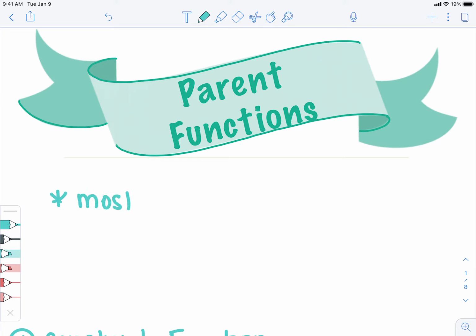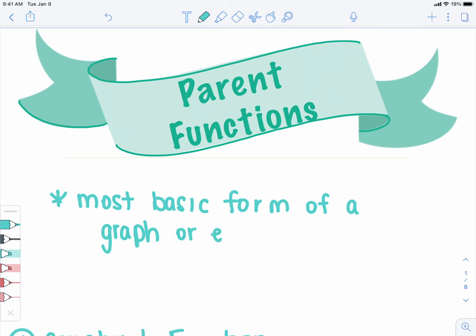they're the most basic form of a graph or equation. They show us the general shape of each graph.